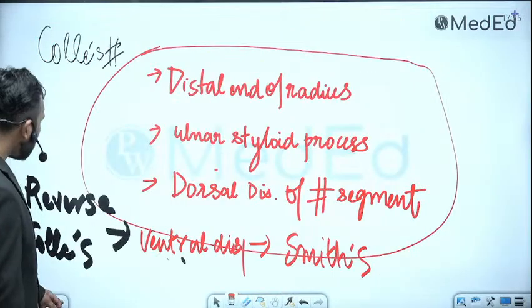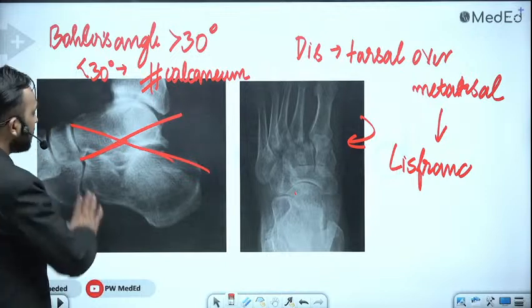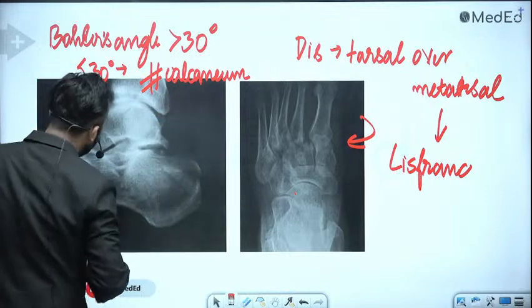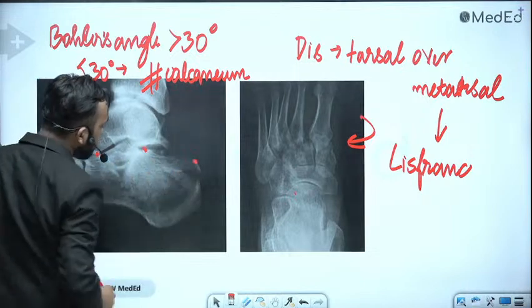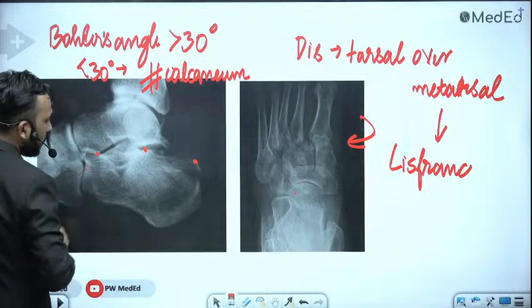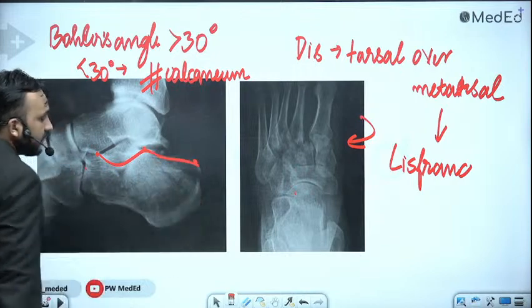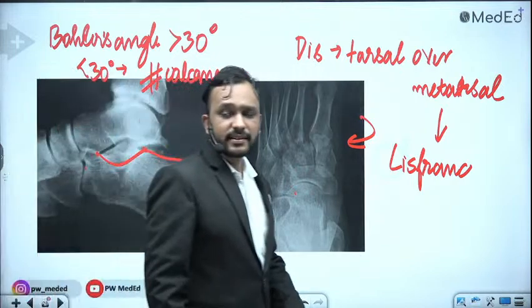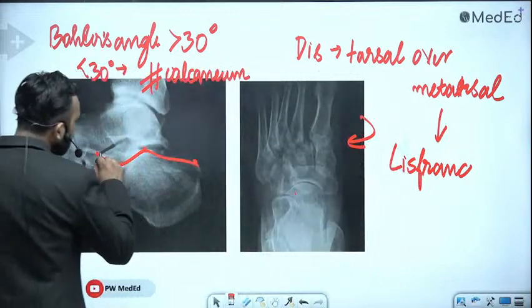Right? So someone was asking how to calculate the Bohler's angle. So Dr. Bharti, what we are going to do? We are going to draw three points, three highest points, on the calcaneum. Along the superior surface of the calcaneum, we are going to draw three highest points, right? And then we are going to connect the first two.